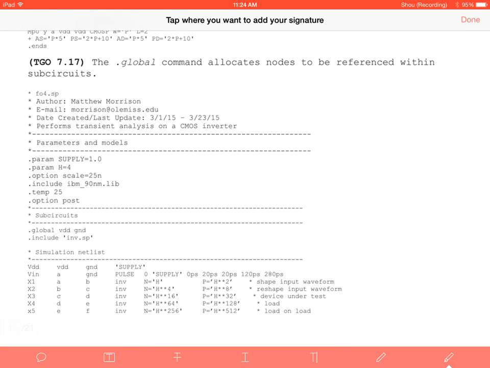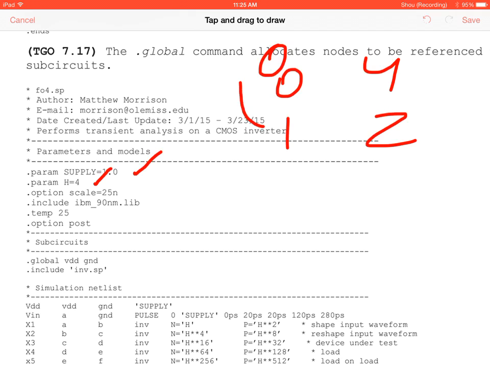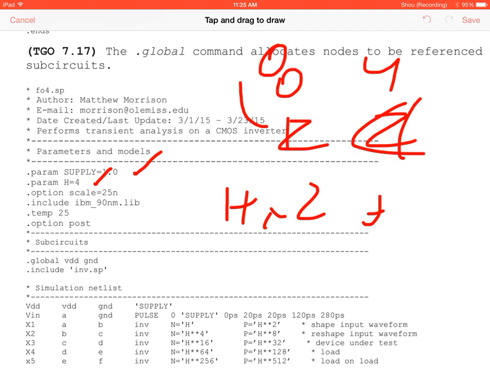Okay. So I call this fan out of 4 inverter. Our supply voltage parameter is 1.0. I've also defined this parameter H equals 4, because if we initially have 8 and 4, I'm sorry, that's 2 and that's 1, so that can be H times 2, H times 4.